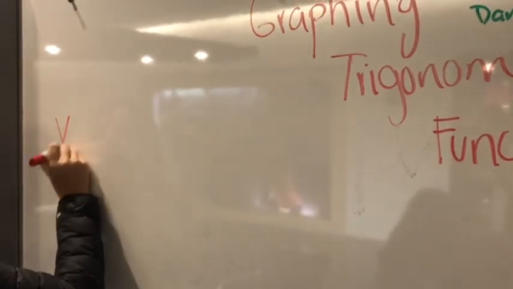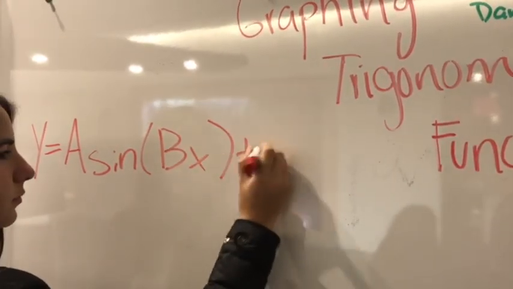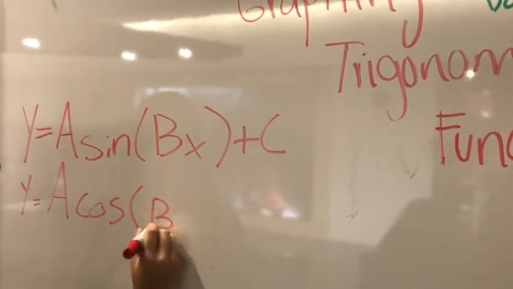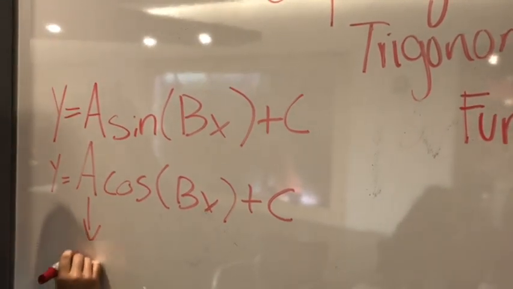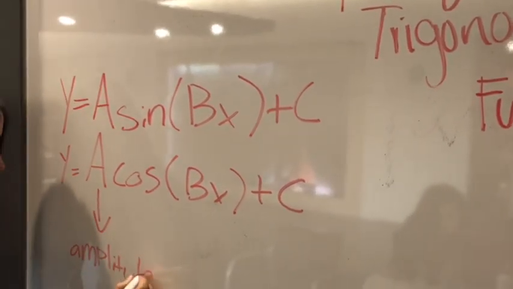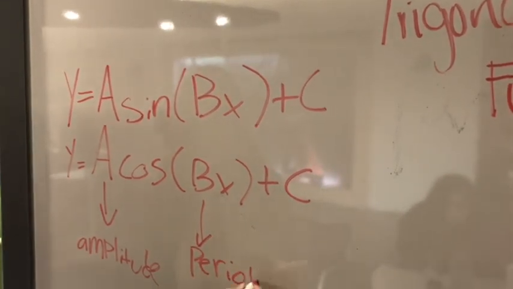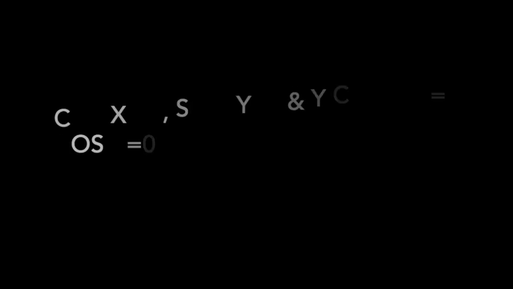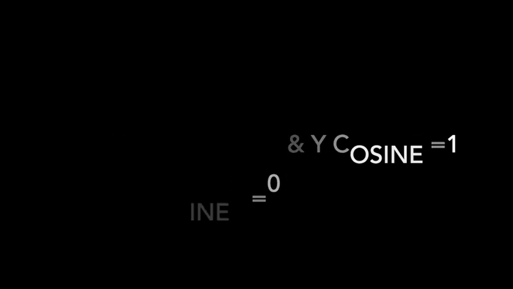The general formula of the function sine is y equals a sin bx plus c, and the general formula of the function cosine is y equals a cos bx plus c. Each letter represents a value that transforms the graph. A is a change in the amplitude, B is a change in the period, and C is when the midline changes. The only difference between a graph of sine and cosine is that when x equals 0, the value of y in sine will be 0, and the value of y in cosine will be 1.